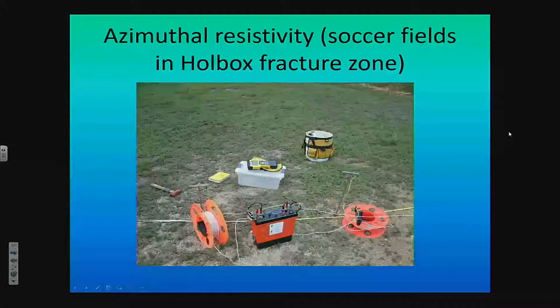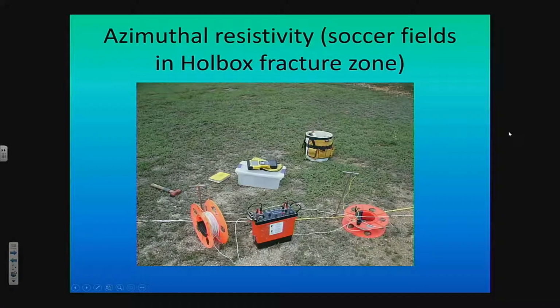So one other thing we did, the first time we did this down there, was we rotated the whole array around a circle. And again, you need a big space to do that, so we found 2 soccer fields. The purpose of this is to locate fractures. And you get different resistivity in different directions when you orient it with respect to fractures. This was another unit that we actually brought down and used for doing that.